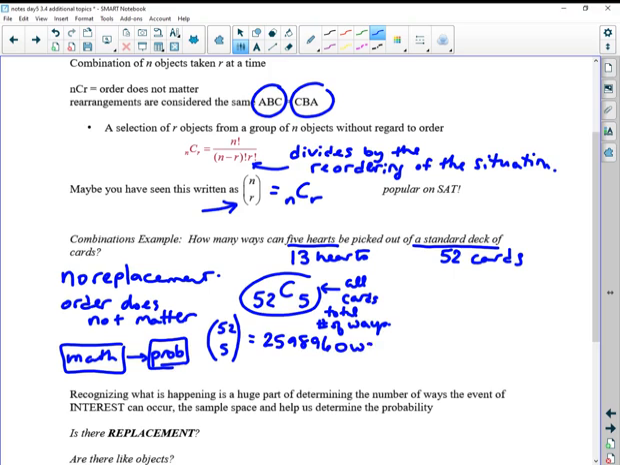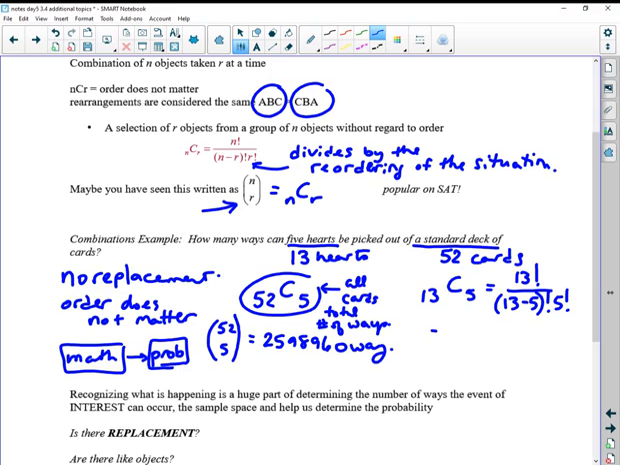2,598,960 ways. But then I want to think about how I'm going to pick my hearts. There are 13 hearts in the deck, and I need to pick 5 of them. So let's see, how many ways can I pick those? I'm going to write it a different way just to experiment around. 13 hearts, and I've got 13 minus 5 factorial and then 5 factorial.